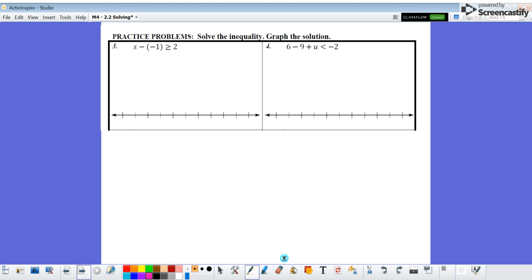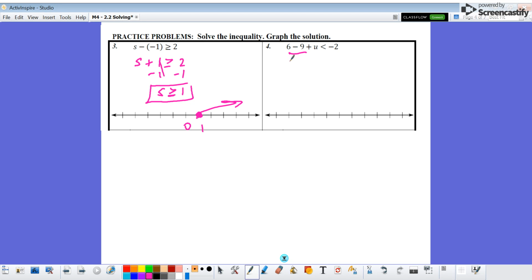Next problem here, number 3, we have some double negatives, so I'm just going to quickly change that to s plus 1 is greater than or equal to 2. Subtract 1 from both sides, giving me s greater than or equal to positive 1. Put my 0 in, my 1. This is closed now because it's "or equal to," my arrow's to the right.